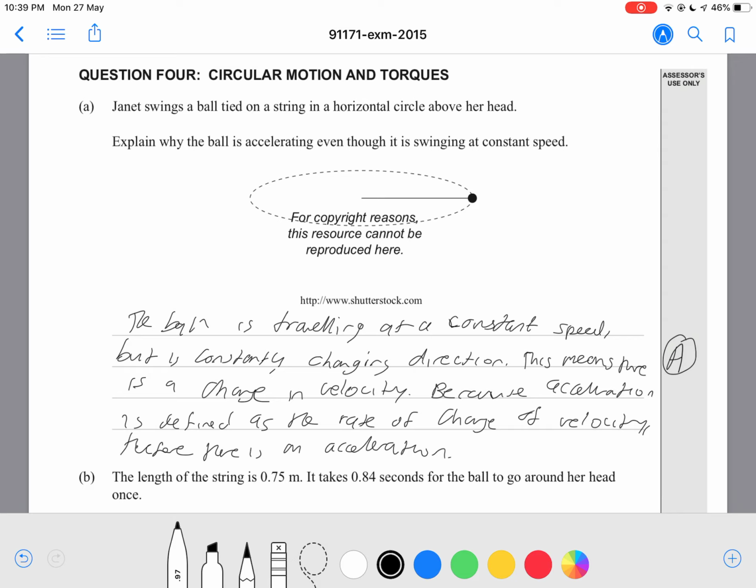And basically getting up to here is getting you an achieved grade, okay? So you have to say that the ball is traveling at a constant speed, is changing direction, and therefore there's a change in velocity, and because there's a change in velocity, therefore there's an acceleration, okay? That'll get you an achieved grade.